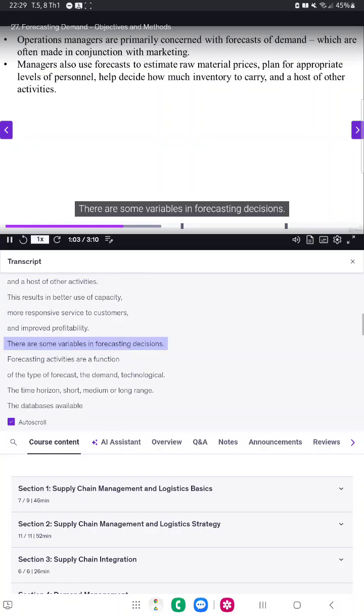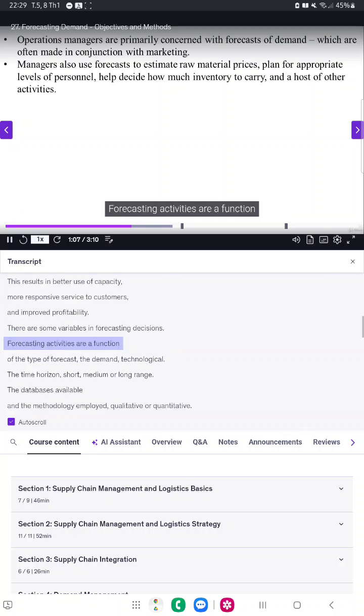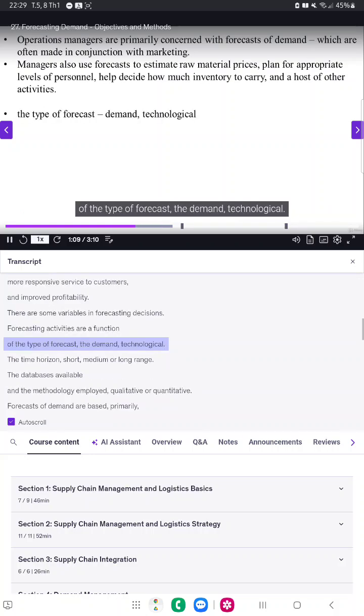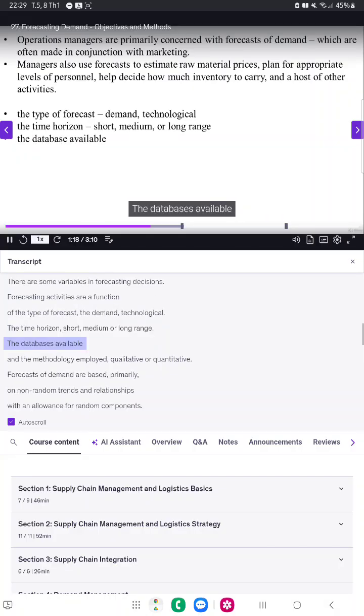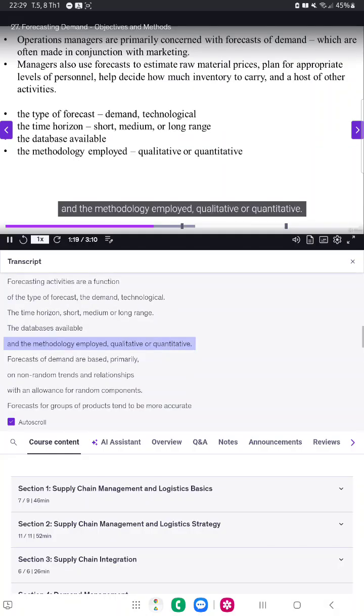There are some variables in forecasting decisions. Forecasting activities are a function of the type of forecast, the demand, technological, the time horizon, short, medium, or long range, the databases available, and the methodology employed, qualitative or quantitative.